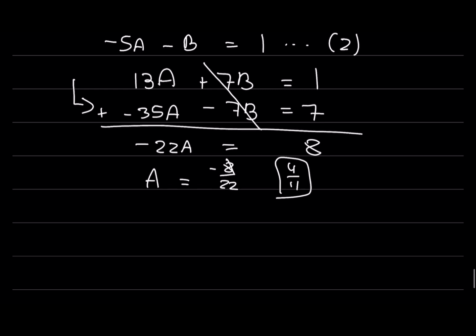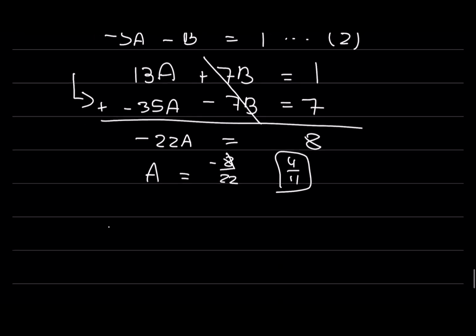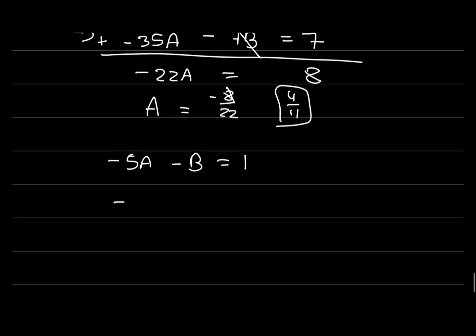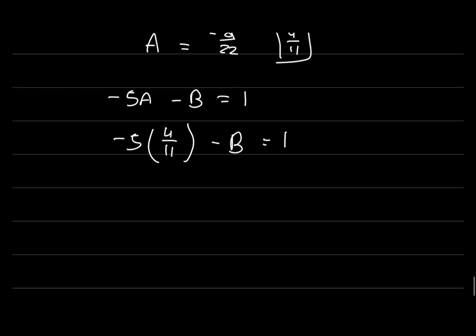Now we can find our value for b, because we know that negative 5a minus b is equal to 1. So that means minus 5 times 4 over 11 minus b should be equal to 1. So this is the same thing as saying negative 20 over 11. So that means negative b is equal to 1 plus 20 over 11, which is just simply 31 over 11. And that means that b is equal to negative 31 over 11.